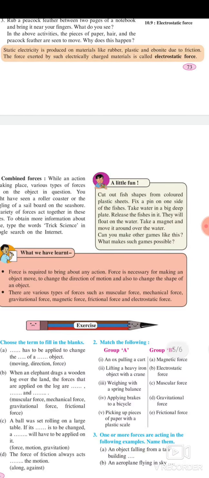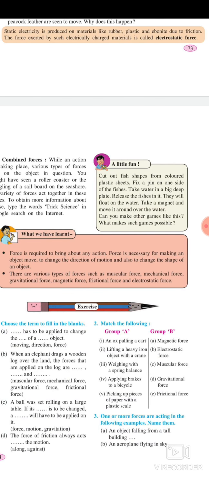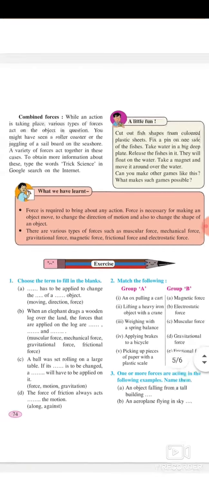A little fun. Cut out a fish shape from a colored plastic sheet. Fix a pin on one side of the fish. Take water in a big deep plate. Release the fish in it. They will float on the water. Then take a magnet and move it around the water. Can you make other games like this? What makes such games possible?